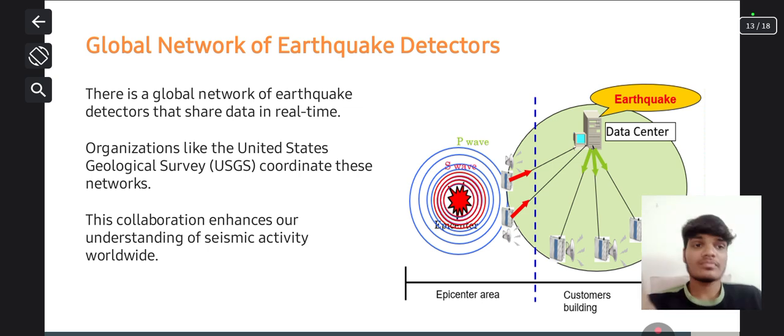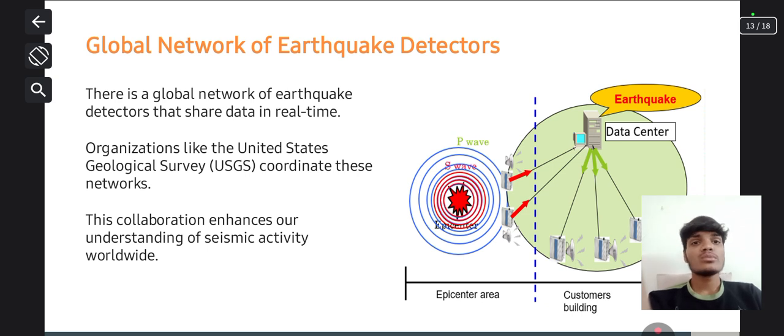Next, recently in Thailand an earthquake occurred, and due to the lack of early warning systems, so many lives were lost. So that's why early warning systems are very useful to detect earthquakes.